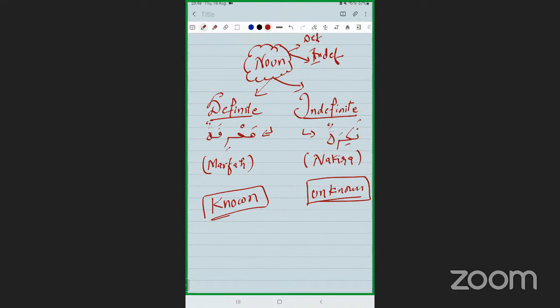Before I go ahead, can you tell me in English, in context to English, how do you find out if the noun is definite or indefinite? Now this you can help me out with, right? Please help me. How do I find out in context to English that this noun is definite and this noun is indefinite?